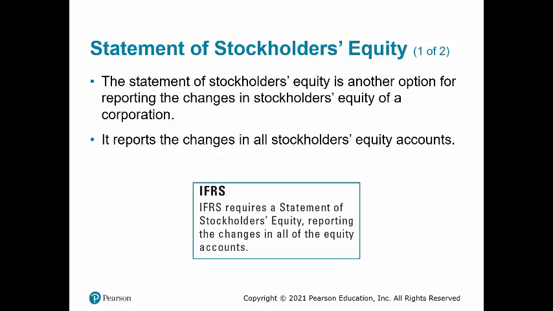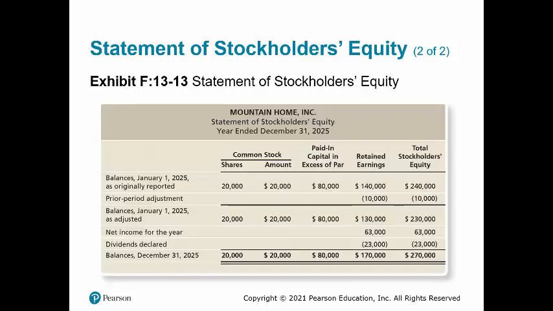That is probably one of the reasons why most all corporations now incorporate a statement of stockholders' equity in their financial statements. This is an example of Mountain Home Inc.'s statement of stockholders' equity. It incorporates the information that we just looked at about the prior period adjustment. We also see that it shows the balances for the common stock and paid in capital in excess of par, in addition to retained earnings. There weren't any changes in common stock or paid in capital during the year, but if there had been, they could be shown on this statement.